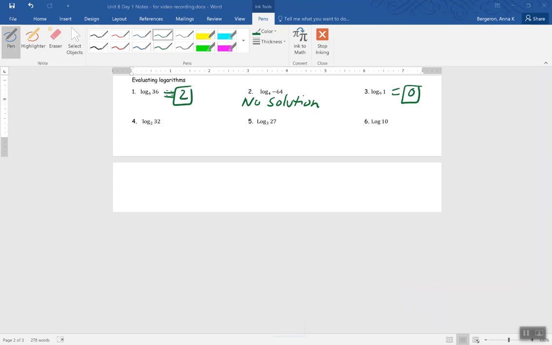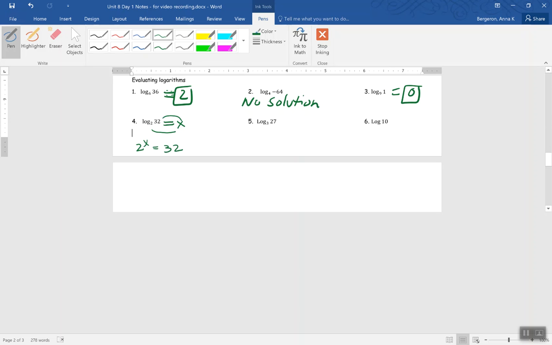All right, now that my board is cleaned up a little bit, let's finish these last 3 problems. So again, when I want to evaluate a log, I'm going to set it equal to x. That way I can rewrite it in my exponential form. So I would have 2 to the x power equals 32.